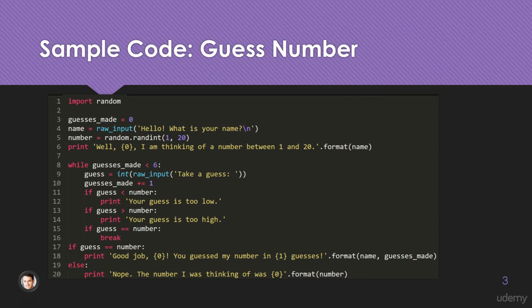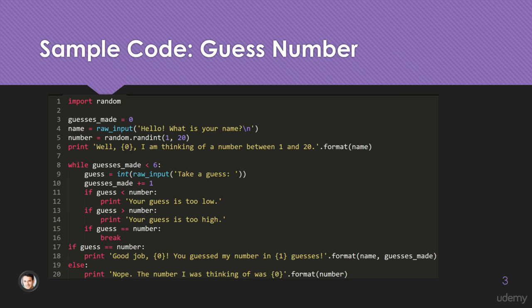So here's some sample code for a Python program that lets you guess a number. Let's just run through this very quickly. In line 3, you initialize a variable that counts the number of guesses made. In line 4, it gets the input from the user asking them what their name is. Line 5 generates a random integer between 1 and 20, and it prints out a message saying that name, which is the user's name, I'm thinking of a number between 1 and 20.